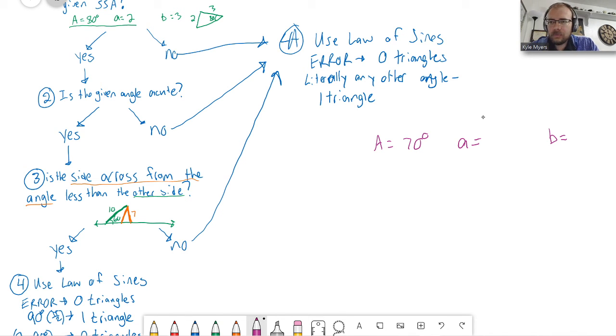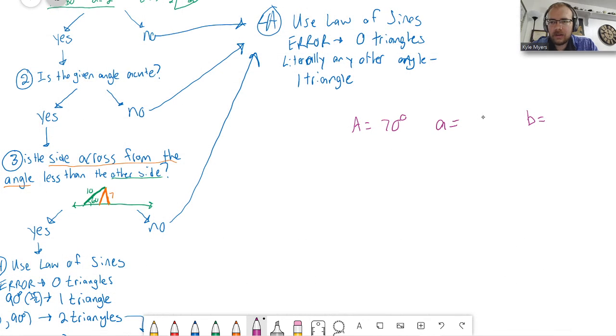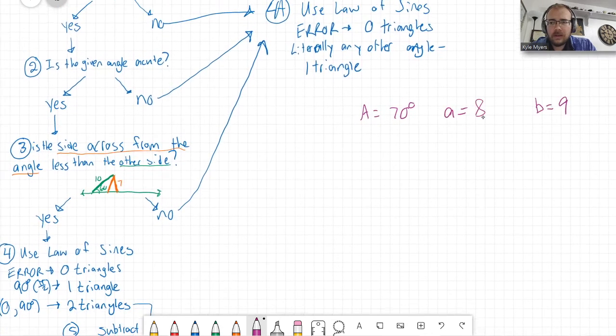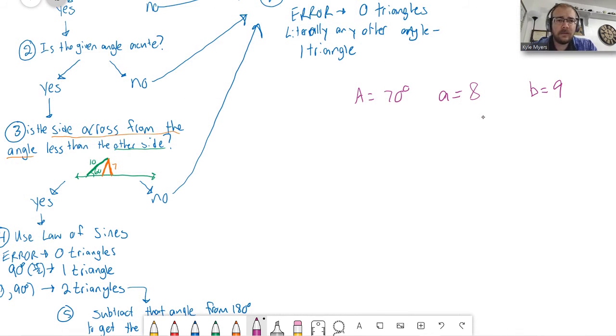Okay, so we need the side across from the angle to be less than the other side. Let's say A is 8, and B is 9. Side across from the angle, 8, has to be less than the other side, which is 9. So yes, there we go. So I just created a problem that is side-side-angle with an acute angle, and a side across from the angle, 8, less than the other side, 9. All right, so then we use law of sines.